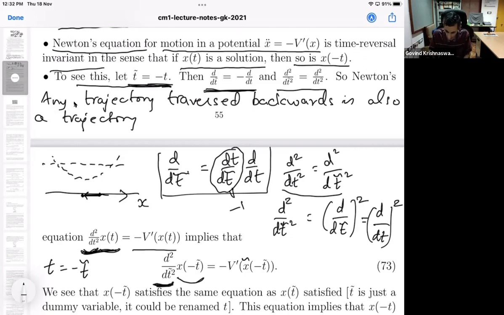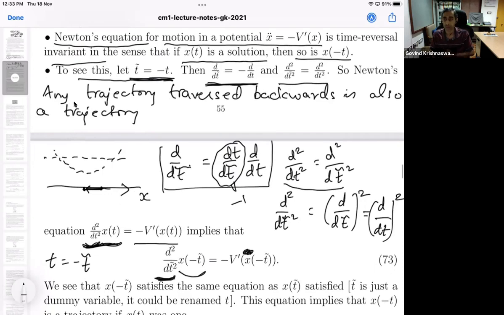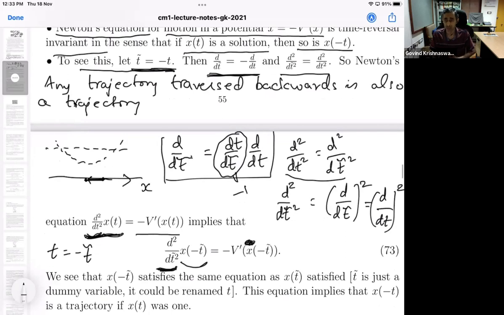Oh, I'm sorry. There is no tilde. There is only one x. X of minus t tilde, because t has been replaced with minus t tilde. All right. The prime is with respect to x, not with respect to time. So that has not changed. Okay. So we have simply substituted t tilde as minus t in Newton's equation and written a new equation. So if Newton's equation is valid, this is also valid.